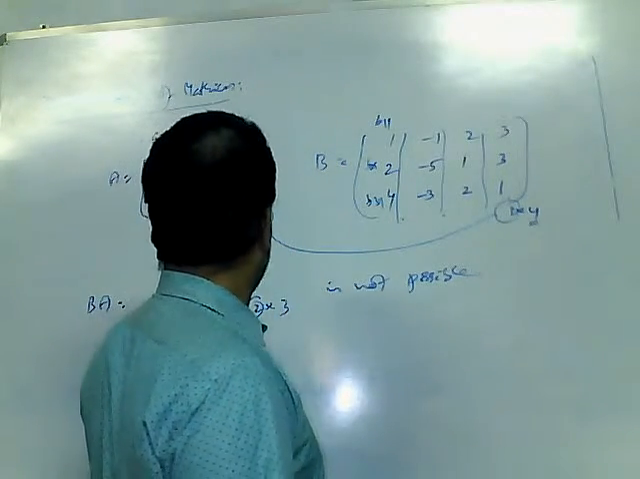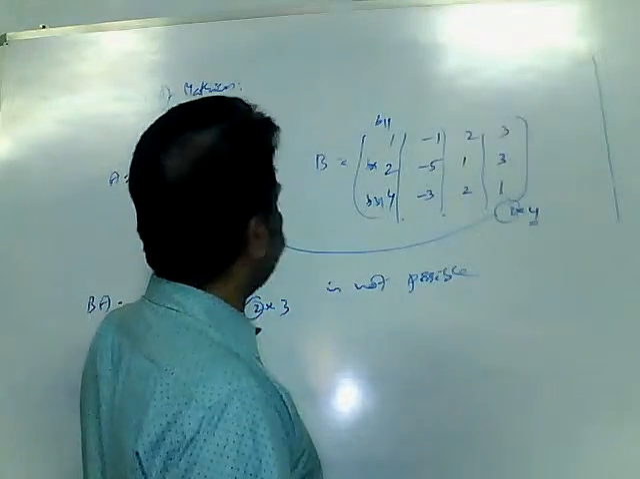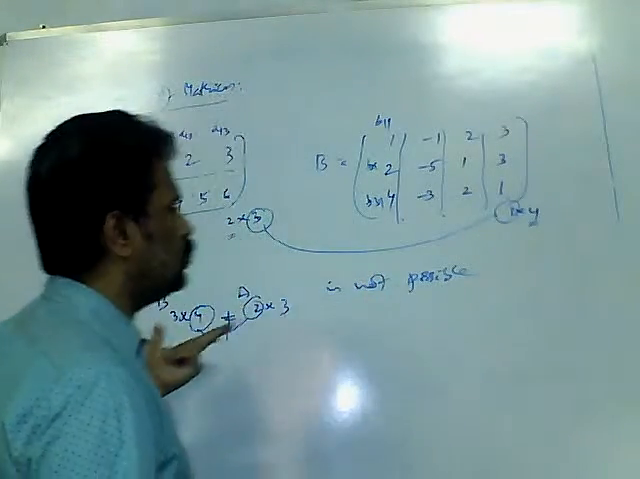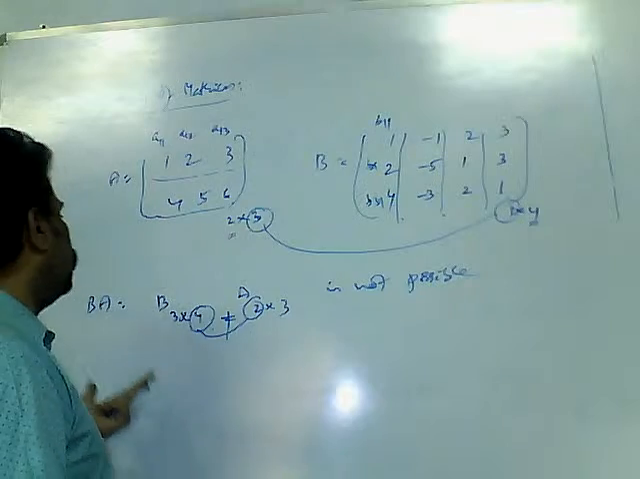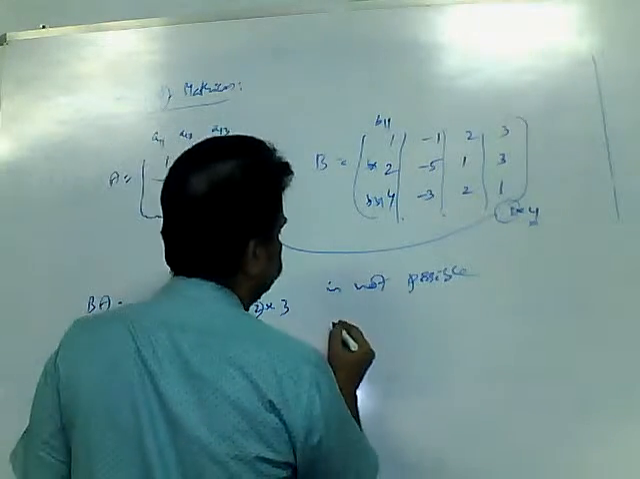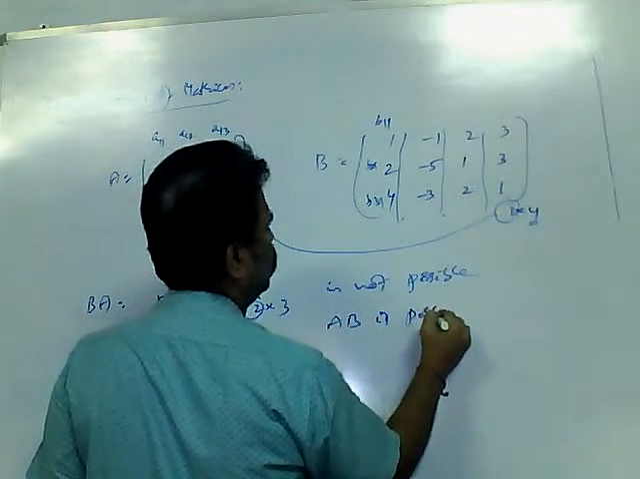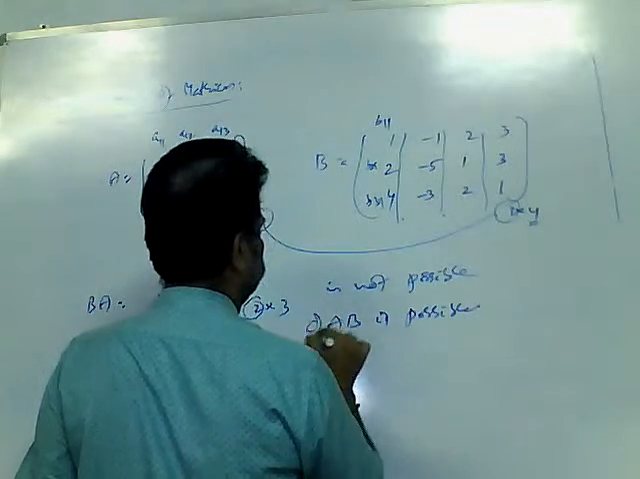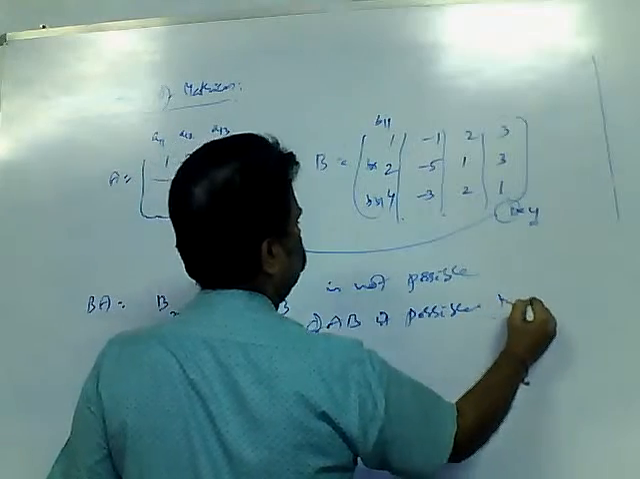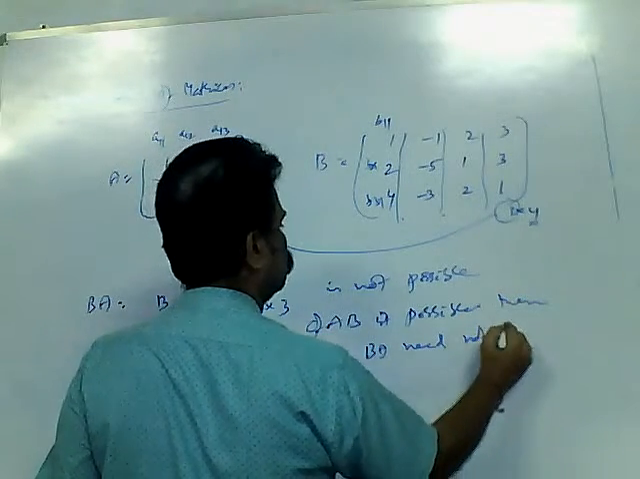Here the number of columns is 4 and here the number of rows is 2. How do you multiply 4 elements with the corresponding 2 elements? There is no order possible to have the feasibility of the multiplication. That's why, if AB is possible, BA need not be possible. It can be possible sometimes. How?